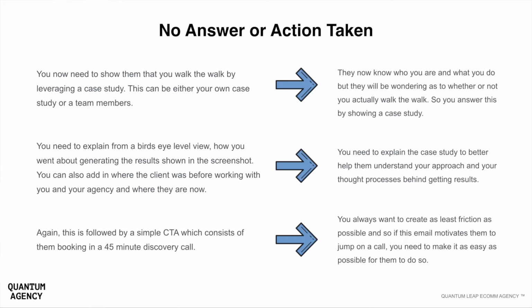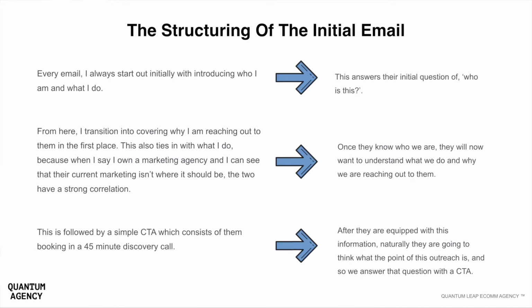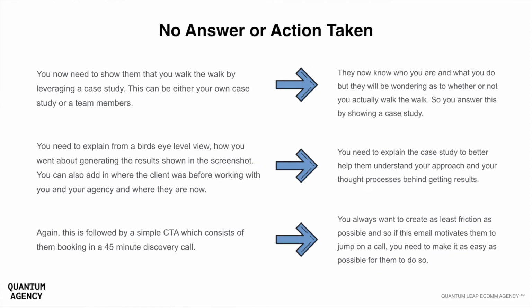So, as I say, if you've sent the initial email, right, this is the structure of the initial email. If you've built out this, or you're in the program and you've used the exact scripts I give you, and you've sent it out, and they've opened it, but they haven't responded, right? There's been no answer, or there's been no action taken. Action taken meaning booking a discovery call, then this is how we go ahead and structure the second email in the sequence, okay? So you now need to show them, and this is basically the premise of the second email, right?